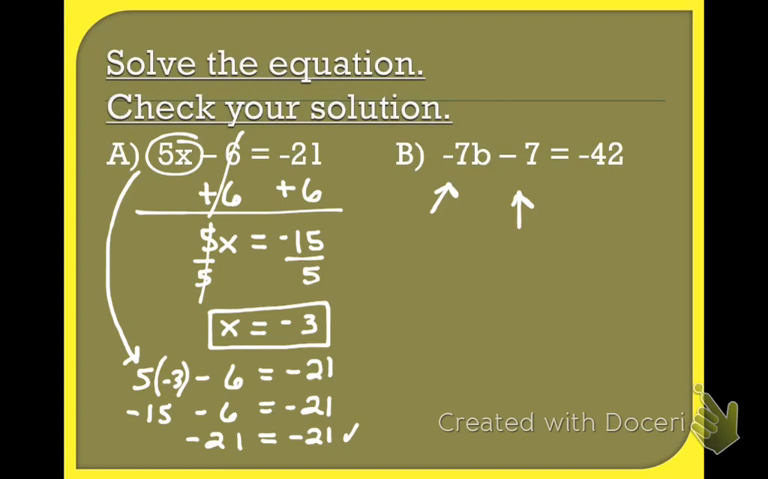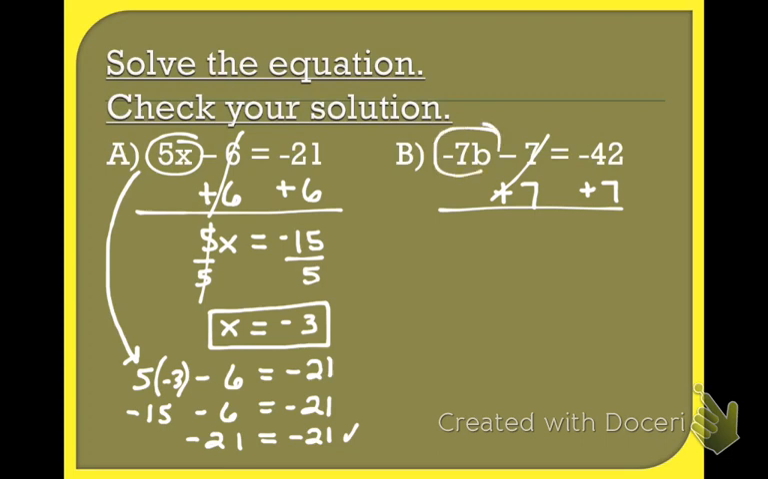Add and subtract. So what's the opposite of negative 7? Positive 7. Okay, so I'm going to add 7 to the left side, which means I have to do what? Do it to the other side. Okay, what happens to negative 7 plus 7? It cancels out because it equals 0.